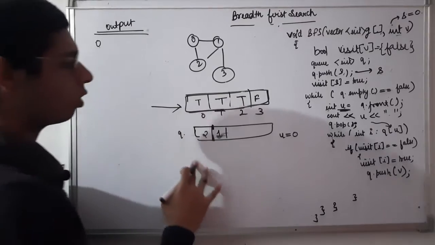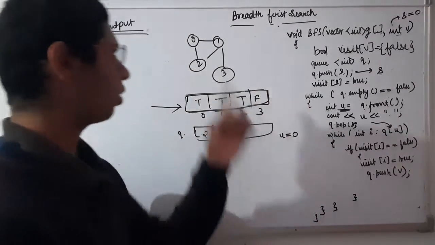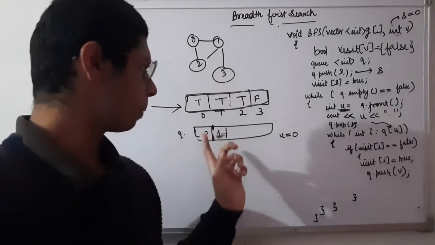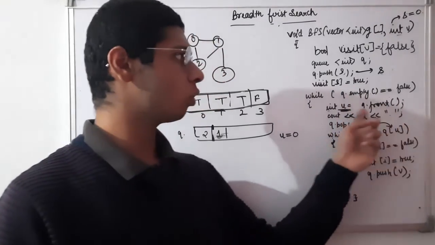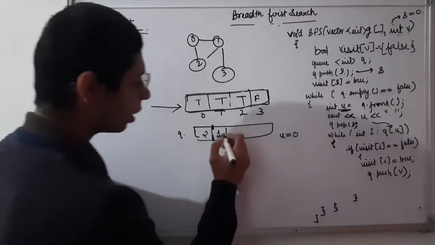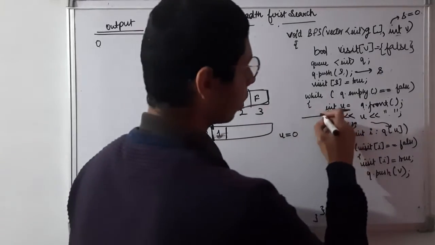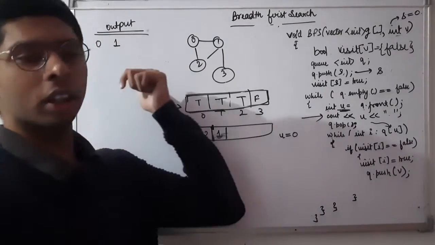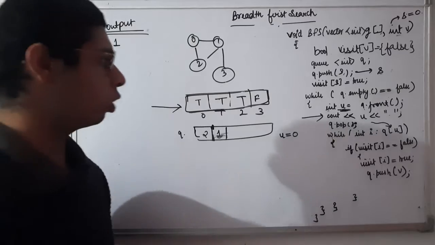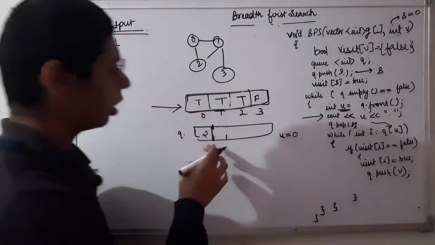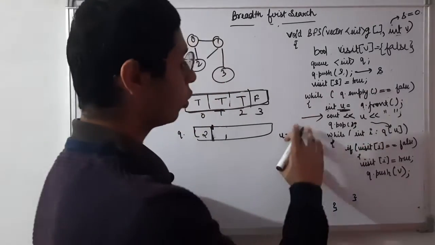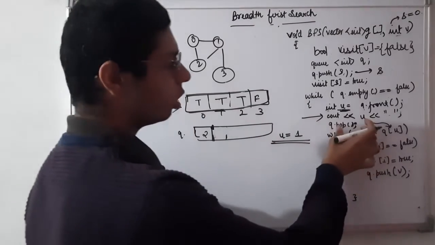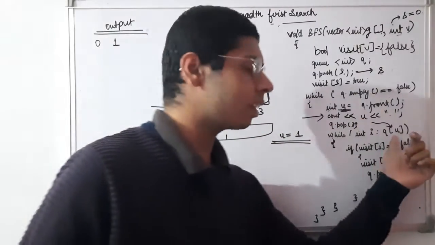In this way, our queue will look like this after the first traversal when 0 is printed. Now we take the value q.front, print it, and that is the value 1. The next value that comes into our output is 1, and we will pop this value 1. Now the value of u becomes 1, because it is the value that we have printed and popped, and we will call its adjacents.